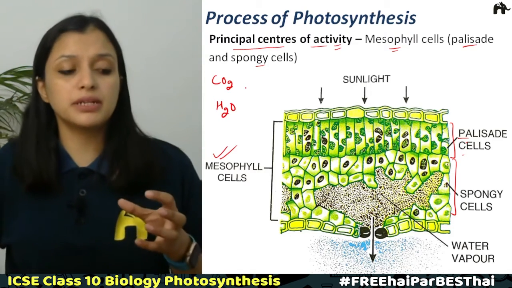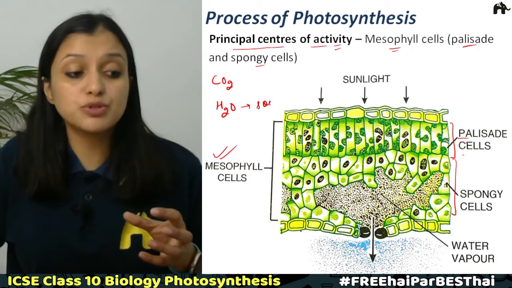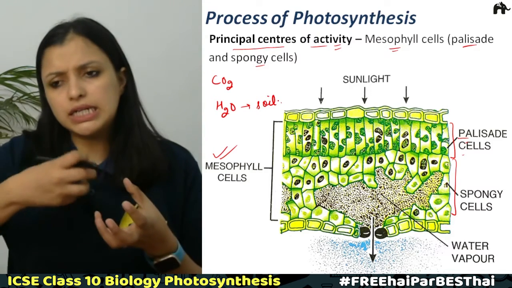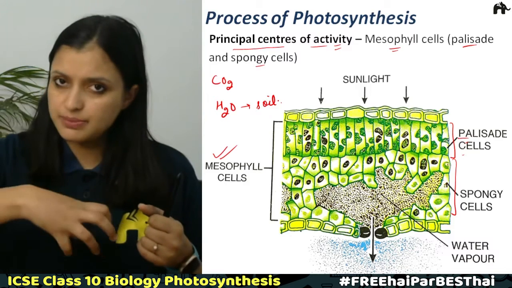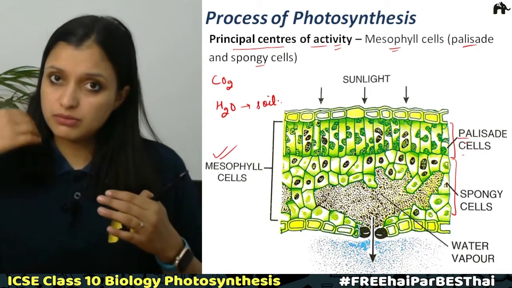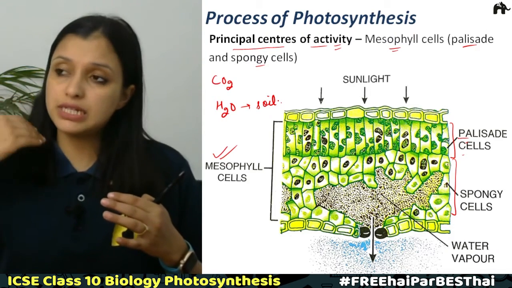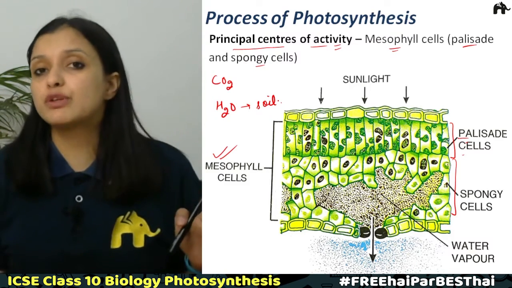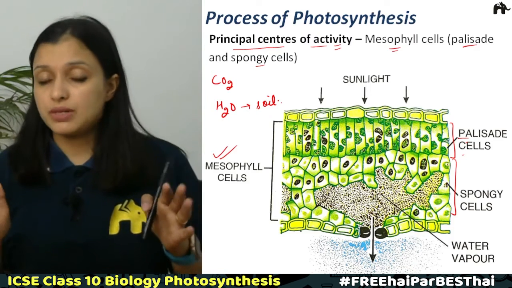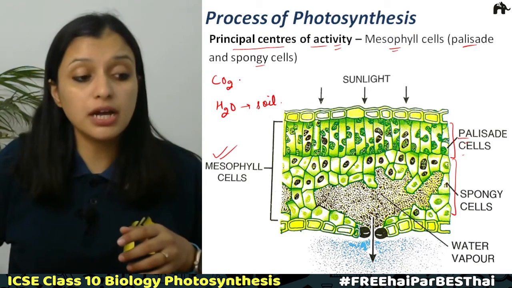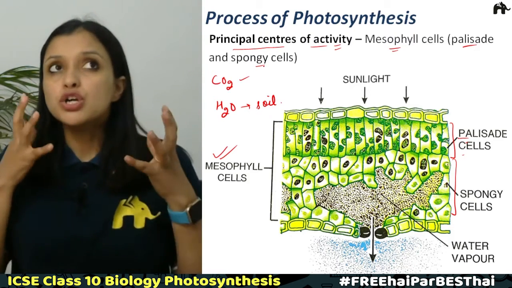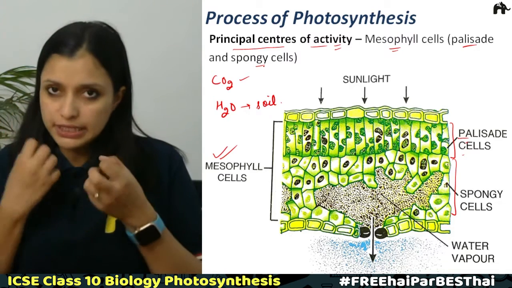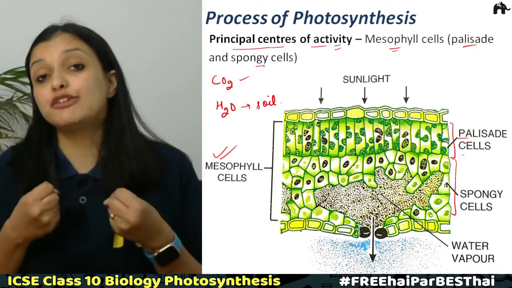So how do they come in? Talking about water, water is absorbed from the soil by the root hairs, and through the xylem vessels it moves up into the stem and finally reaches each and every part of the plant through the xylem tissue, right? And now talking about carbon dioxide, it comes into the plant through the stomata by diffusion.